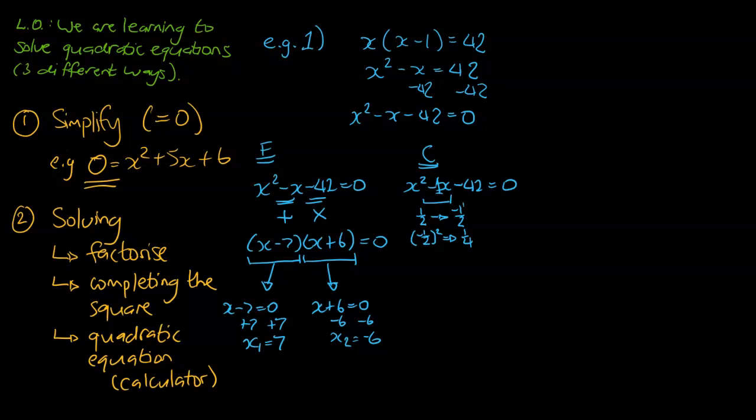So what this tells us is this number here is going to be sitting inside our bracket. This number here we're going to have to add and subtract. So we're going to go x squared minus x plus 1/4. Don't forget that positive 1 always goes first. Minus 1/4. And because we're dealing with quarters, I'm going to change this 42 to have a denominator of 4. And that's going to be minus 168 divided by 4. And all of that comes to 0.